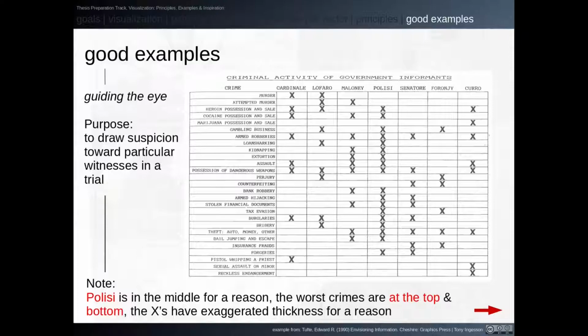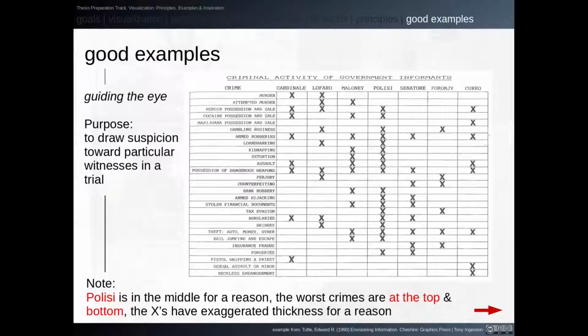And then when the jury starts to read this chart, they will start at the top and perhaps skip down to the bottom. That's why the worst crimes are at the top and the bottom. So they will immediately associate, consciously or subconsciously, these witnesses, and specifically Polisi, with murder, attempted murder, heroin possession, cocaine possession, marijuana possession, sexual assault on a minor, pistol whipping a priest, etc.